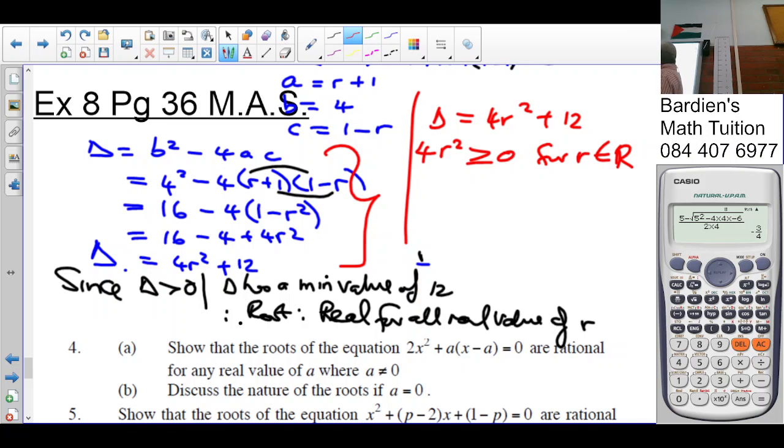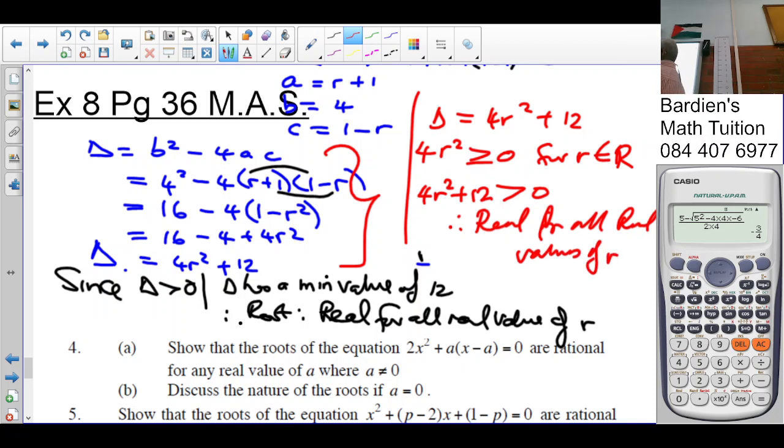So the smallest value that 4r squared can ever be is 0. But what do we do if we add 12 to it? It will always then be greater than 0. The smallest value this can ever be is 12. Can you see that? So, we can say therefore, the roots are real for all real values of p. Either way you can do the conclusion. I think this is the easy one, no?